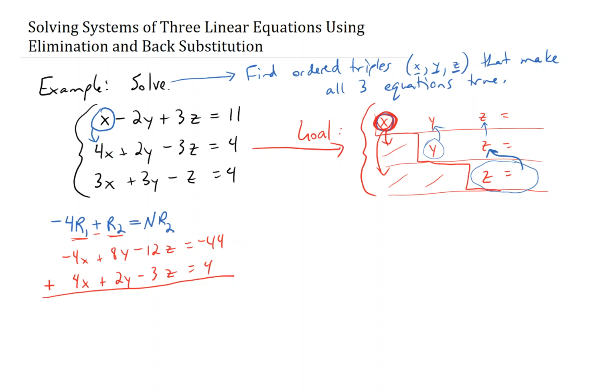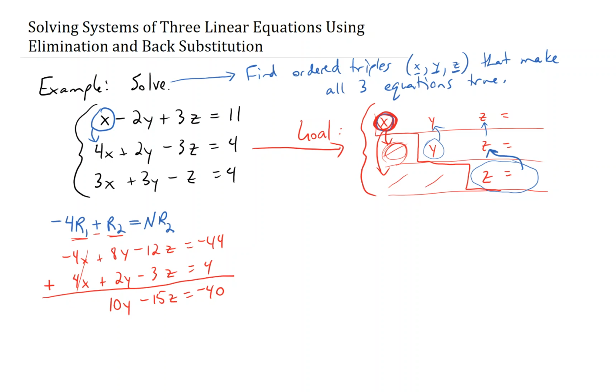Okay, so let's go ahead and add these together. So negative 4x plus 4x is 0, so those cancel. 8y plus 2y is 10y. Negative 12z minus 3z is negative 15z. Negative 44 plus 4 is negative 40. So that's my new row 2. Okay, and you can see my new row 2 won't have an x in this entry because there's no x here in my new row 2.